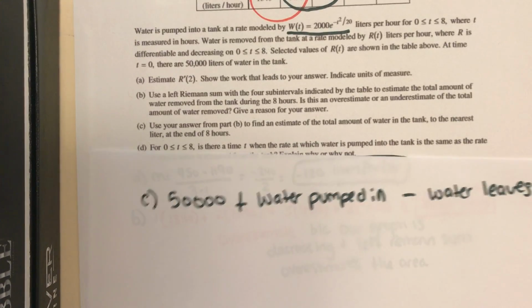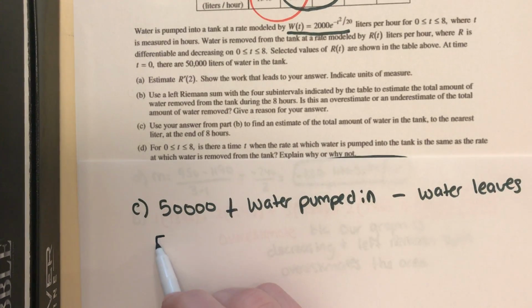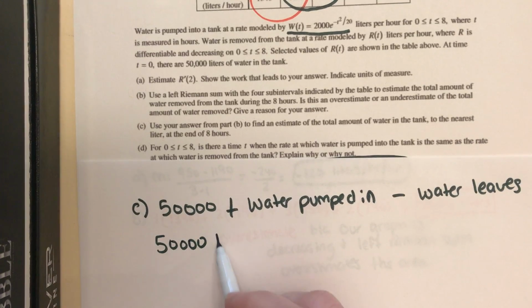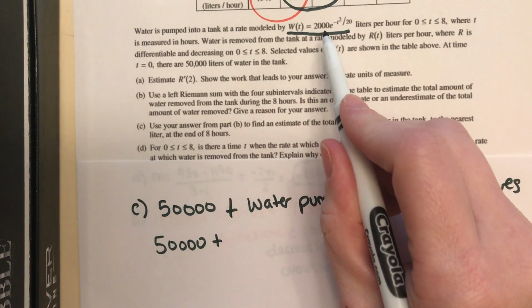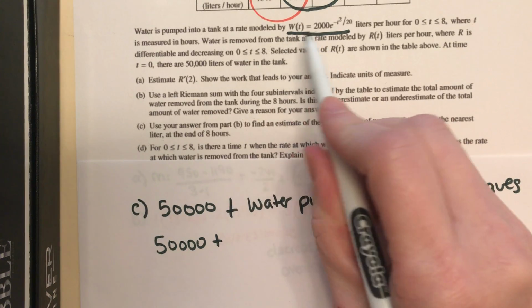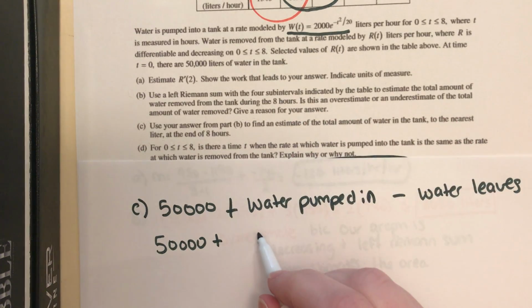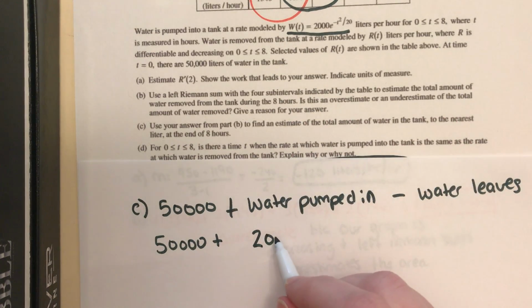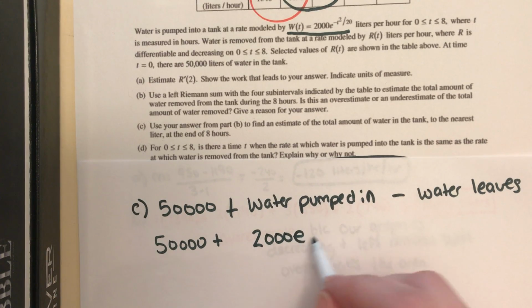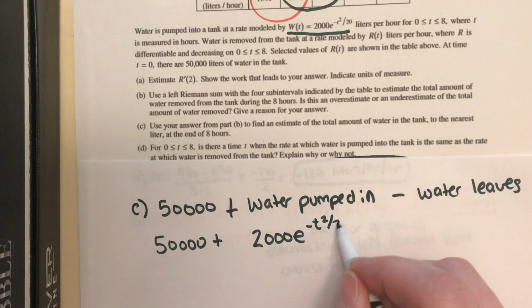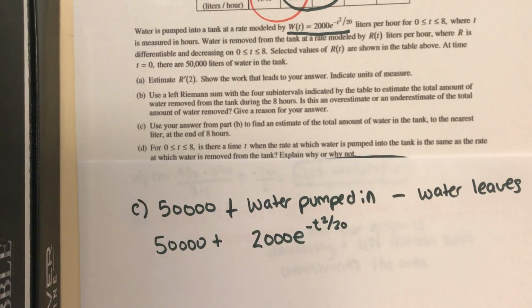So let's see where we can get these numbers from. So we're starting with 50,000 plus the water that's being pumped in. So they give us a rate that the water is pumped in. So that's 2,000 e to the negative t squared over 20. But I don't want the rate, I want the actual amount of water that was pumped in.